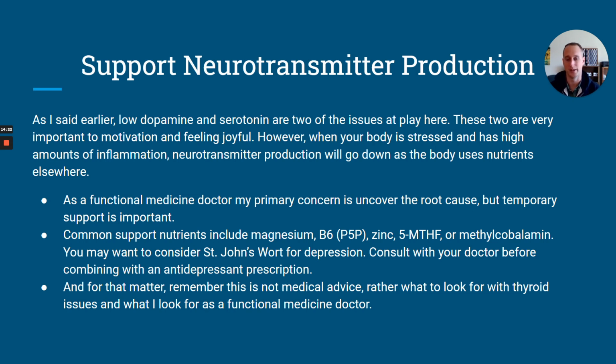So having things like curcumin or turmeric, or using something like the adaptogens, tulsi and ashwagandha. And then common support nutrients for dopamine and serotonin production. Some of it is going to be your methylation products, if you've heard of methylation. So it's going to be like 5-MTHF, that's B9, or methylcobalamin, B12. And then back to magnesium, B6, and zinc.